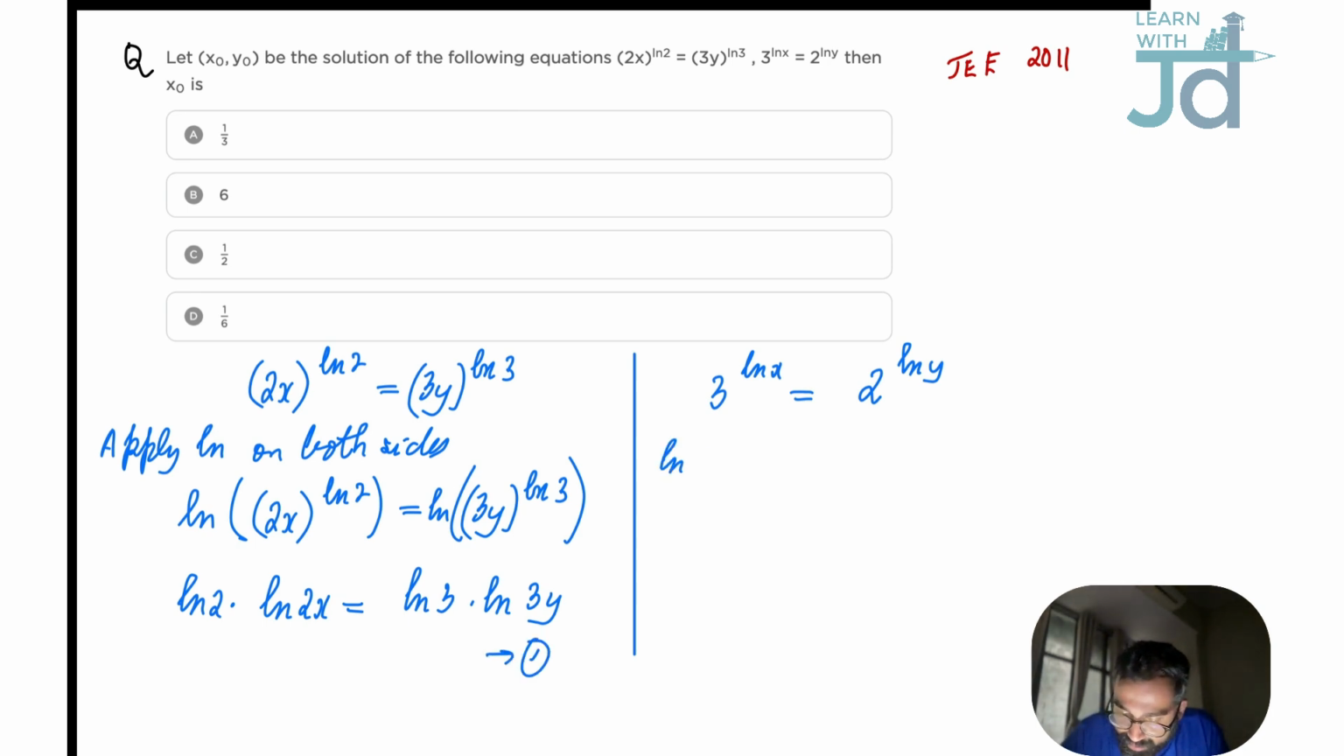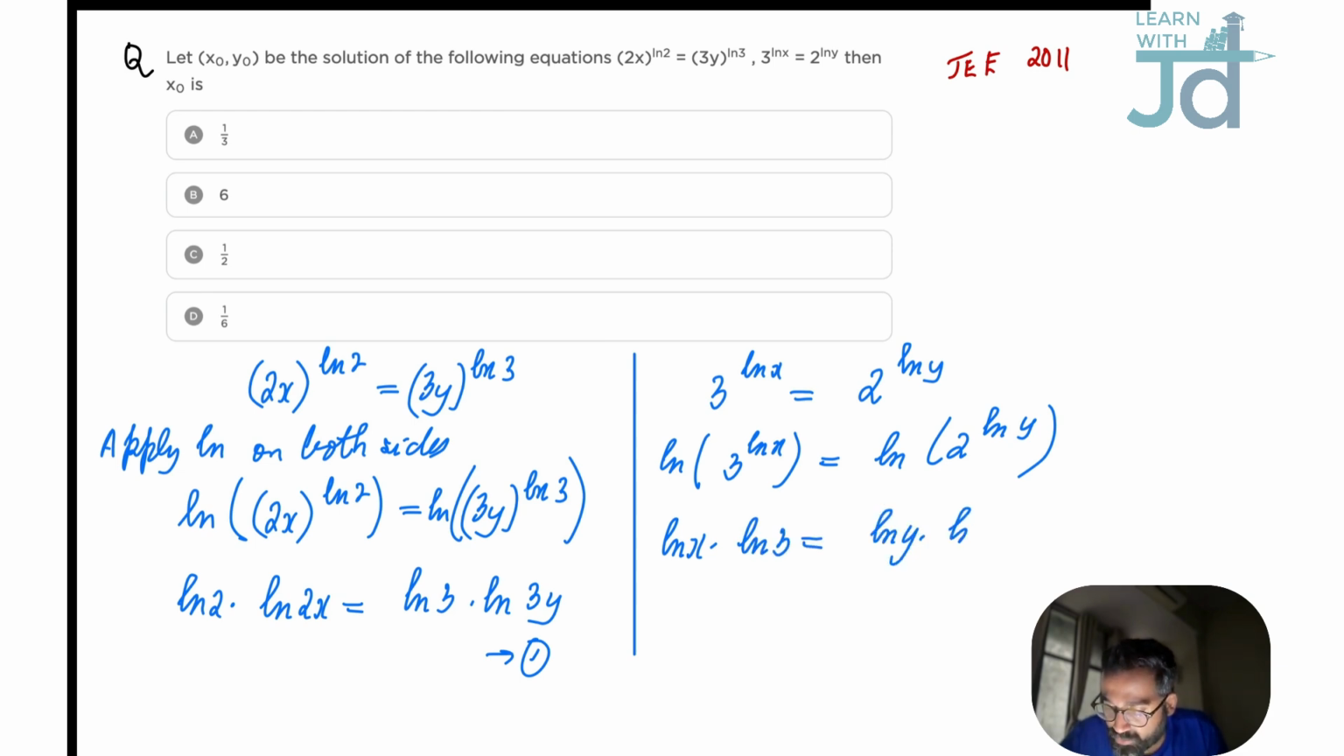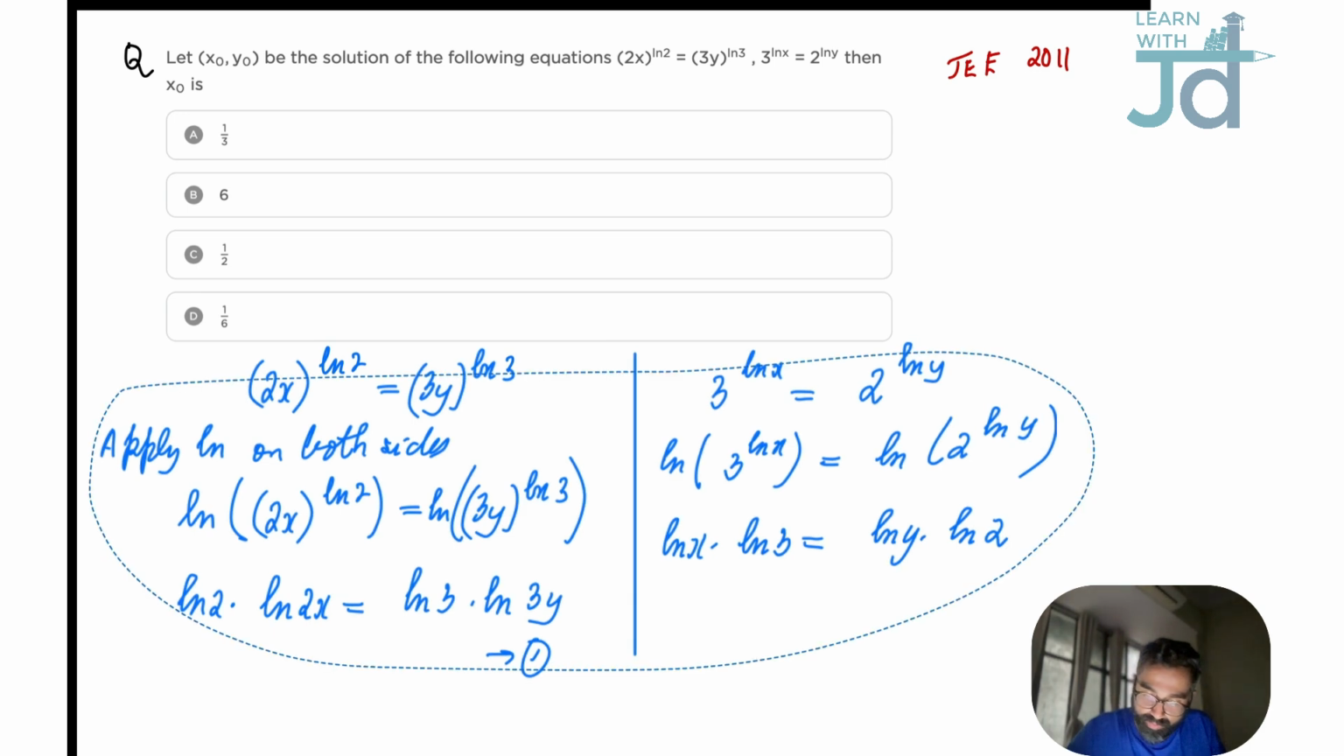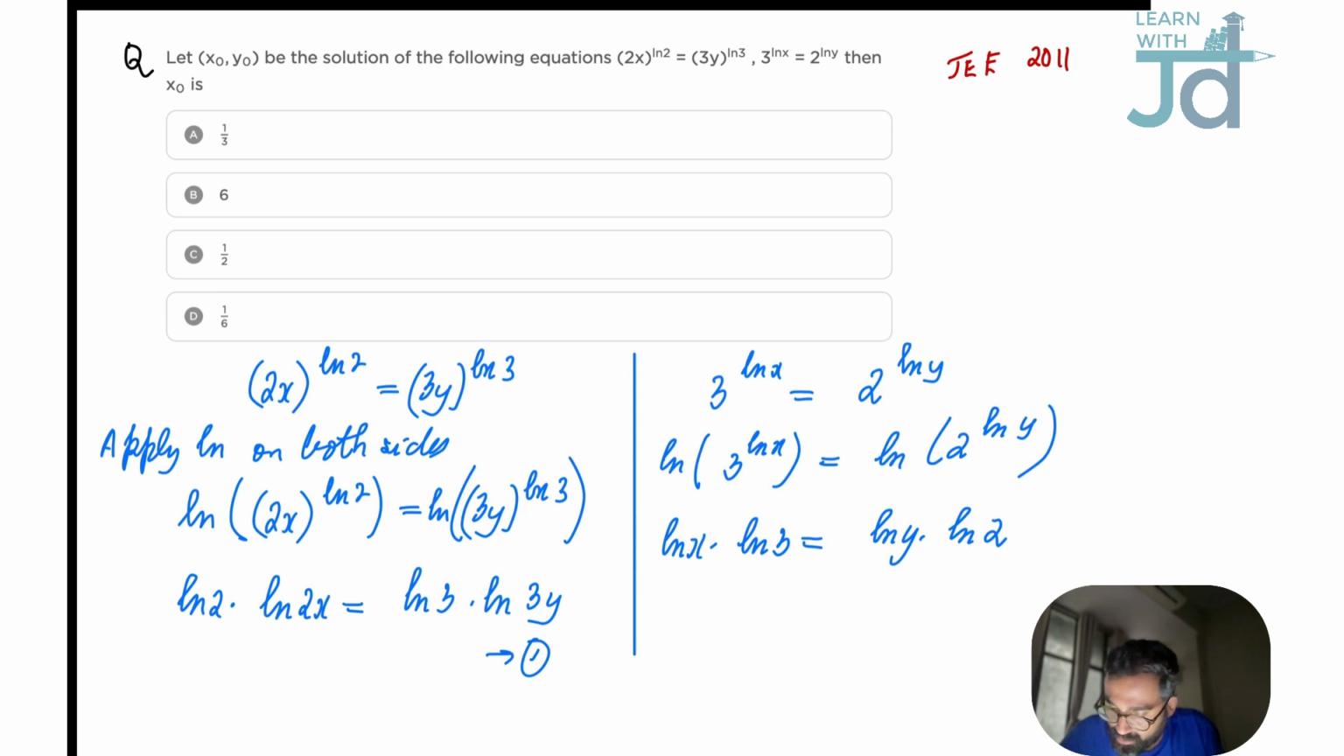Same thing we'll apply here. ln 3 raised to ln x is equal to ln 2 raised to ln y. So when you apply this, the power will go on this side: ln x into ln 3 is equal to ln y into ln 2. So these are the two equations we have. There are two variables, ln x and ln y, and we basically have to solve for them.